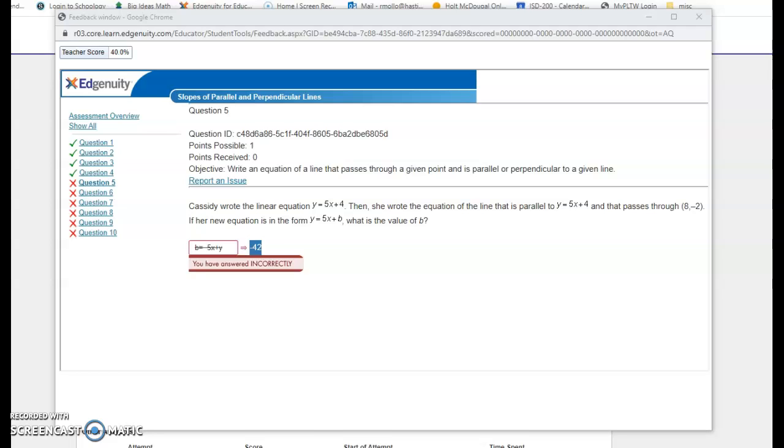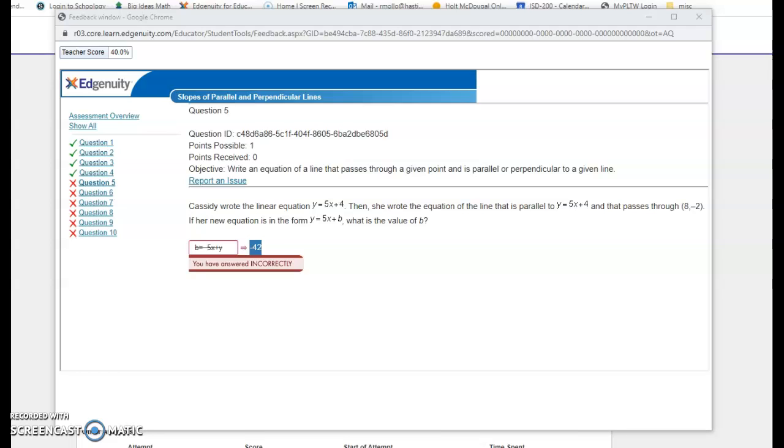So remember, slopes that are parallel are exactly the same. Like this one says 5x plus 4. The only thing I know about that second line is it's going to be 5x, and then something else is going to be different at the end. So parallel means they have the same slope.